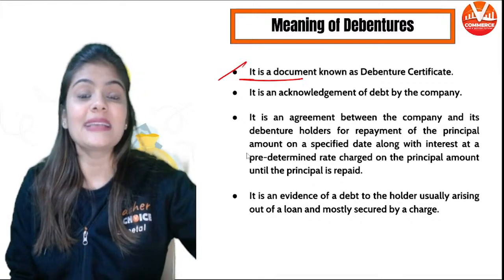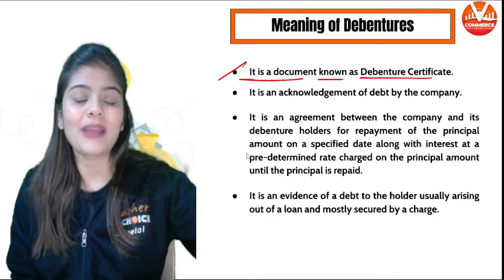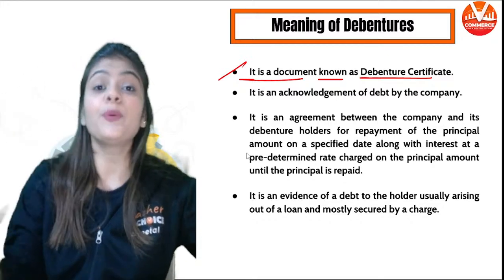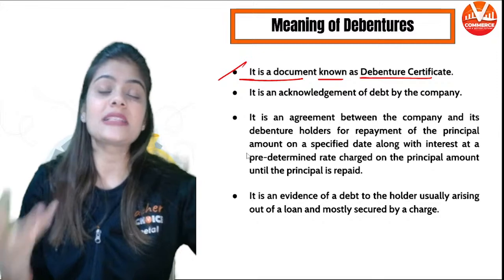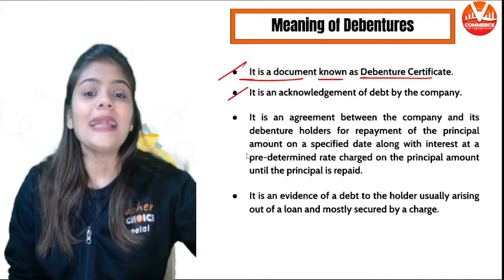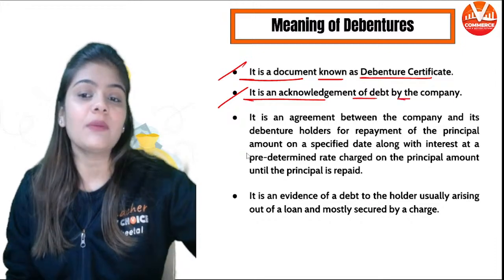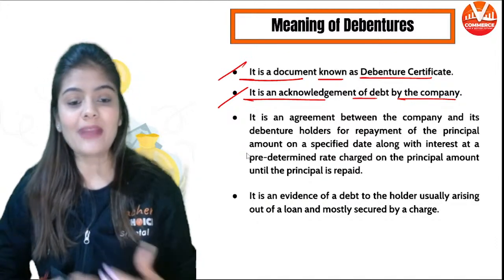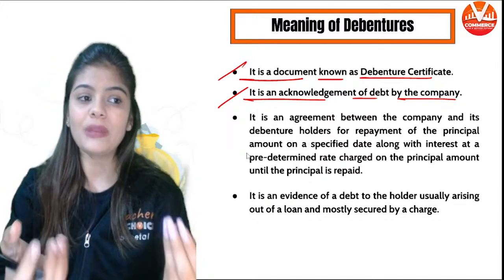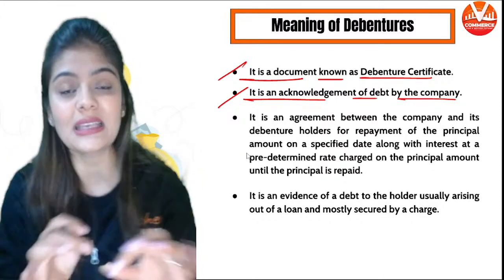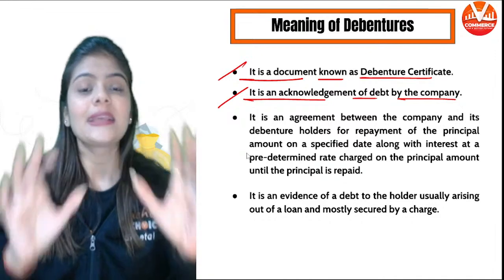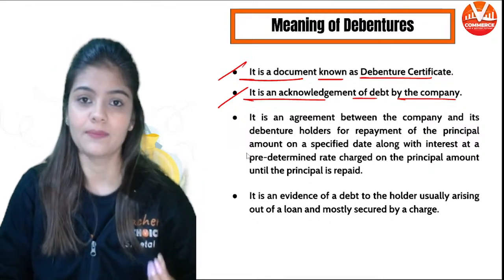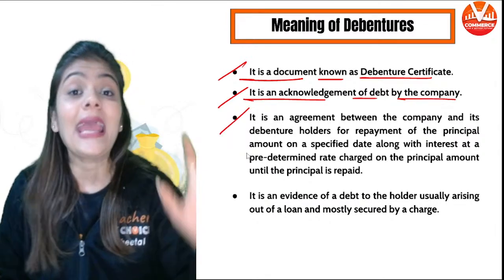So debentures, it is a document known as debenture certificate. As I told you, company will give a certificate to the public as a proof. So that is known as debenture certificate. And it is an acknowledgement of debt by the company. Why we are giving that debenture certificate? So that the company acknowledges it. The company is giving acknowledgement in return that yes, we have taken money from you. This is the acknowledgement and it is also an agreement.